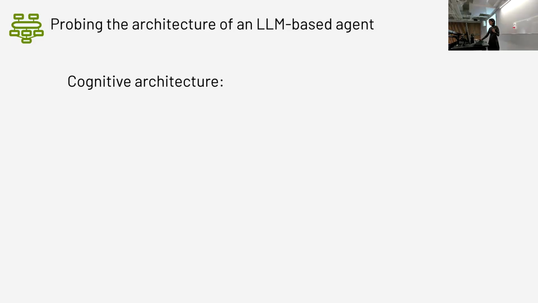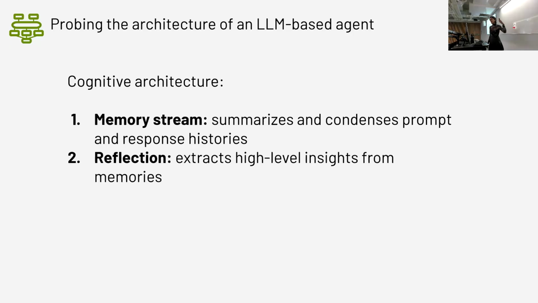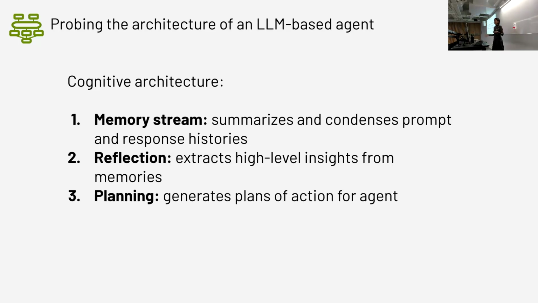And to do this, they proposed this cognitive architecture that has 3 components. The first one is a memory stream that summarizes and condenses prompts and response histories. A reflection module, which extracts high-level insights from those memories, and planning, which generates plans of actions for the agents. And this one is ensuring that the sequence of actions are realistic and interesting, as defined by the authors.